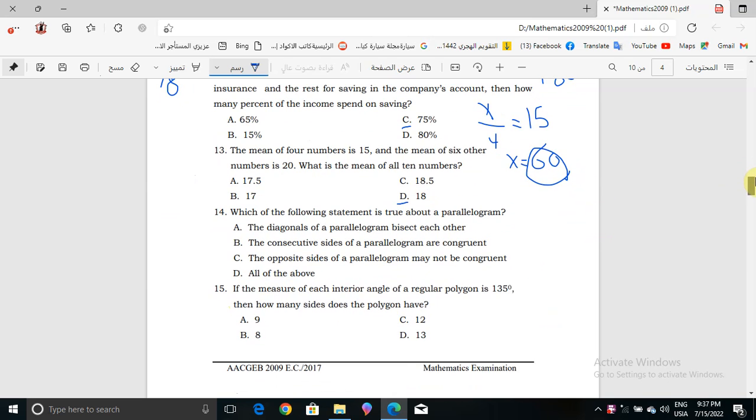Okay, now let's go for question number 14. Question number 14 says, which of the following statements is true about a parallelogram? The diagonals of a parallelogram bisect each other. The consecutive sides of a parallelogram are congruent. The opposite sides of a parallelogram may not be congruent, or all of the above. The answer will be the diagonals of a parallelogram bisect each other.